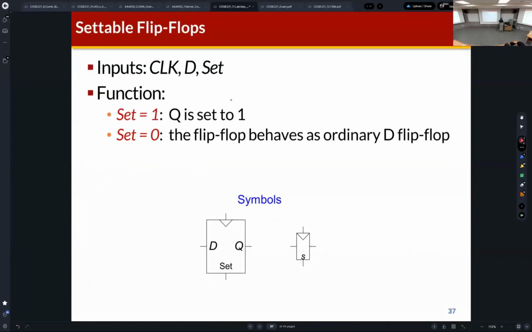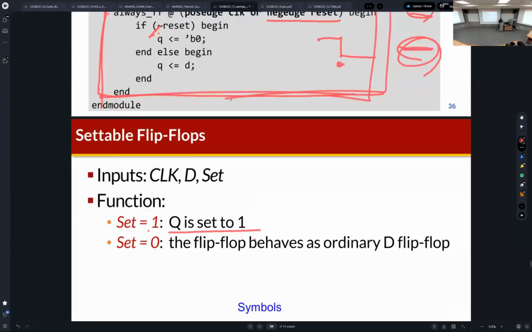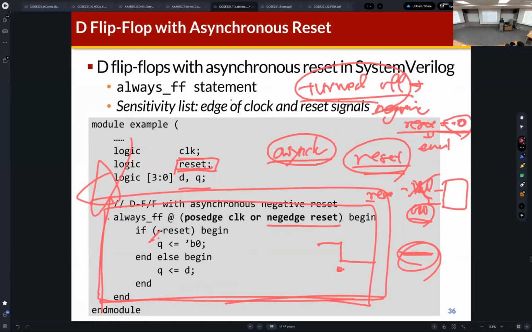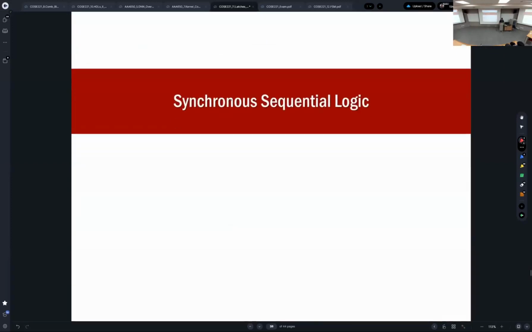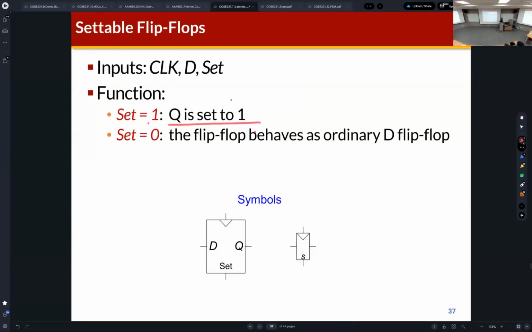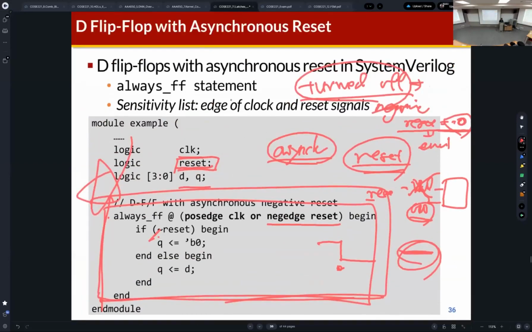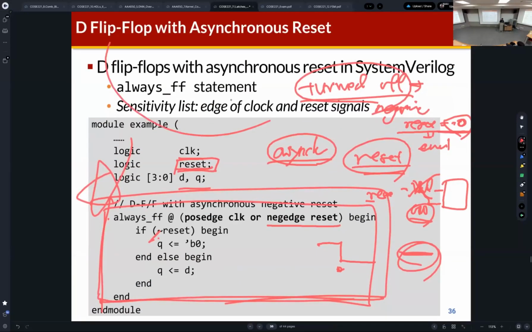So you can also define the settable flip-flop, which means that if the set becomes 1, then Q is set to 1, but it's not frequently used. We frequently use the resettable flip-flop. But we can also define settable flip-flops. Okay, but it's not important actually. So we frequently use this type of flip-flop.